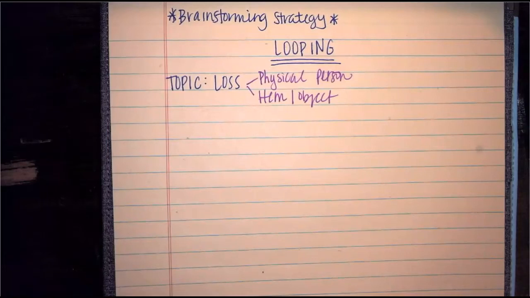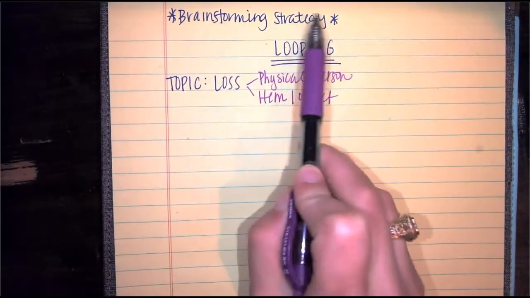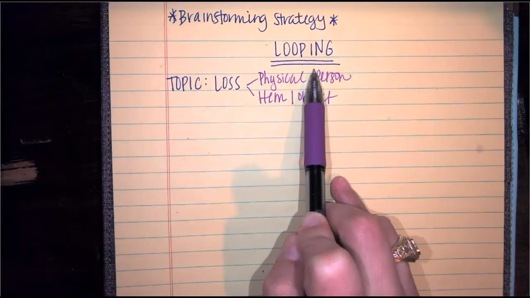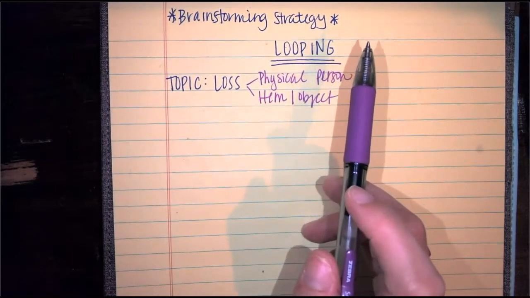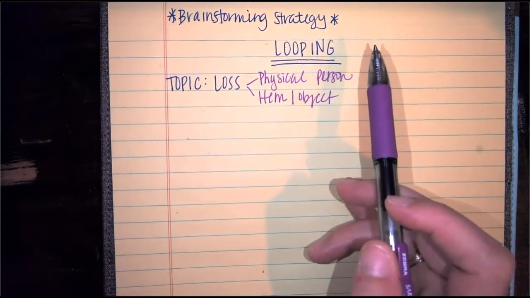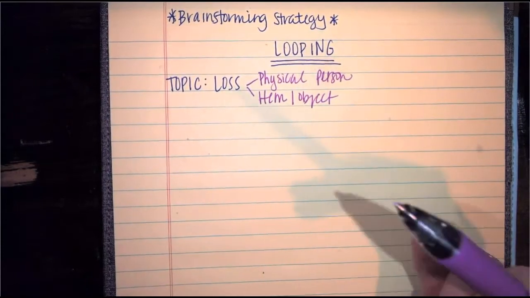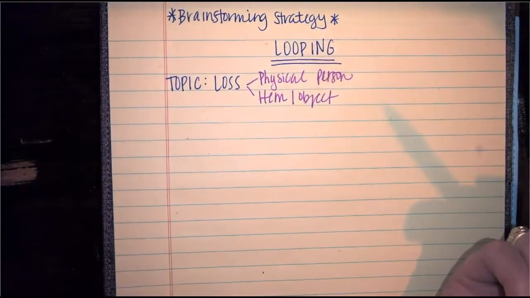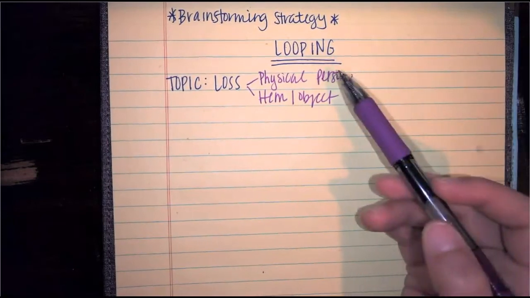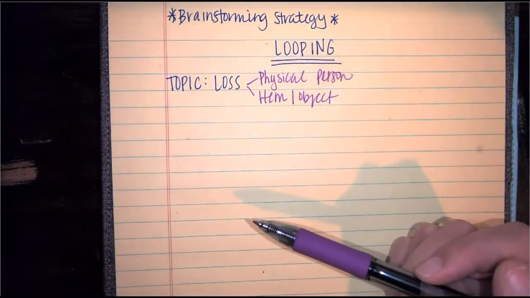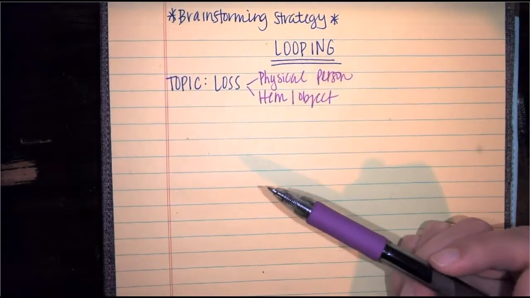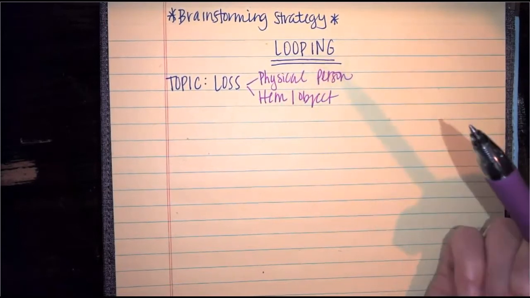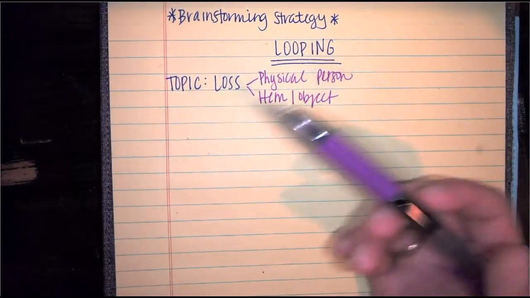Guys, today we are going to be going over this brainstorming strategy called looping. Looping is a great strategy when a writer is stuck and they don't know what they want to write about. Looping is a great strategy to kind of help cure that writer's block a little bit. The way looping works is you start off with a topic.